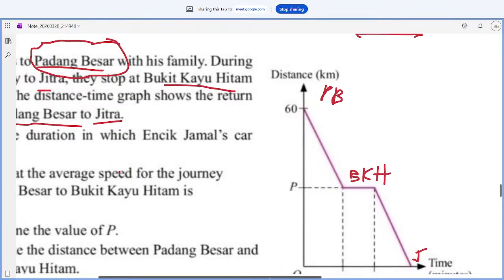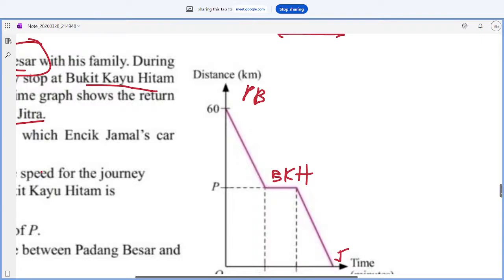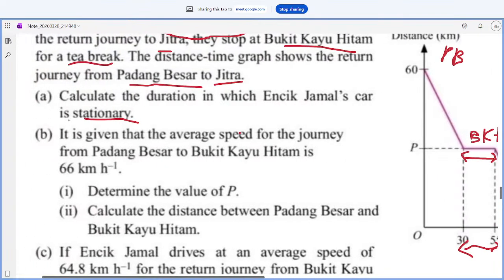Alright. Okay, so now the question is, they ask you calculate the duration. Car is stationary. Okay, berapa masa kereta ni pegun? Can anyone tell me? Stationary means over here lah guys. So how long is the time? Yeah, over here guys, 55 minus 30. So answer is 25 minutes guys. Okay, 25 minit. So yeah, that's the answer for part A.